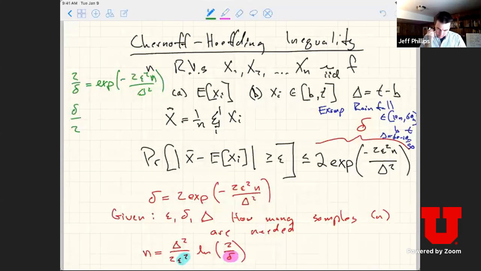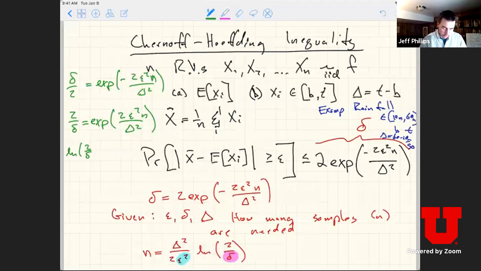this should be, I did this is delta over 2. Okay, so to get rid of the negative sign here, I do 2 over delta now without the minus sign. Okay, now I take the natural log. And then I can solve for n. So n equals big delta over 2 epsilon squared natural log of 2 over small delta.